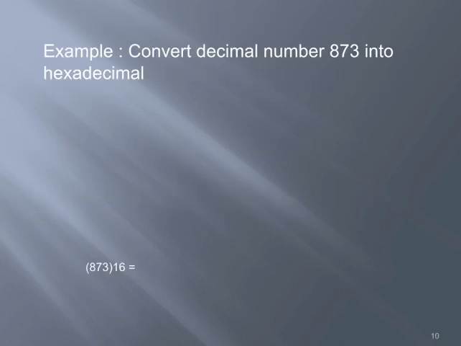So again, we need to take an example. For example, I am considering the decimal number 873. How to divide? It will be 873 divided by 16. You'll be getting the quotient as 54 and remainder as 7.